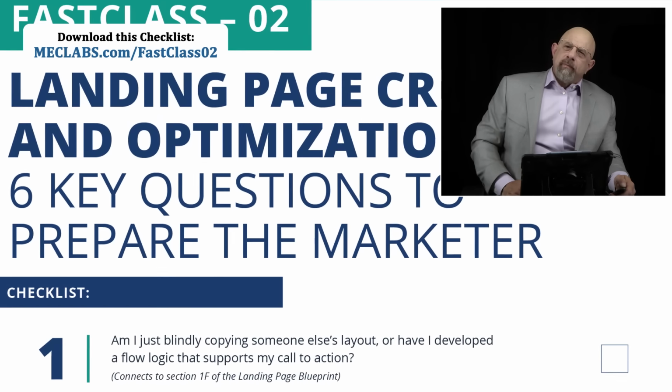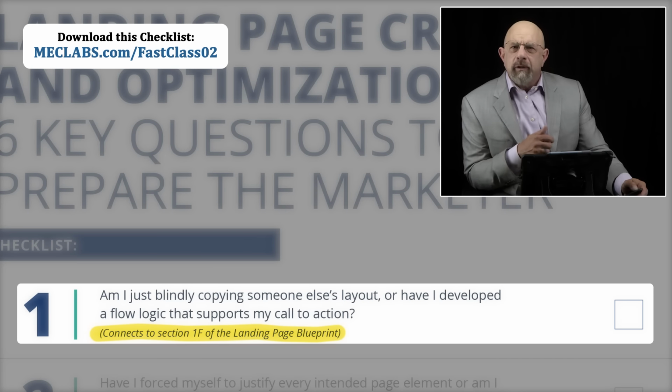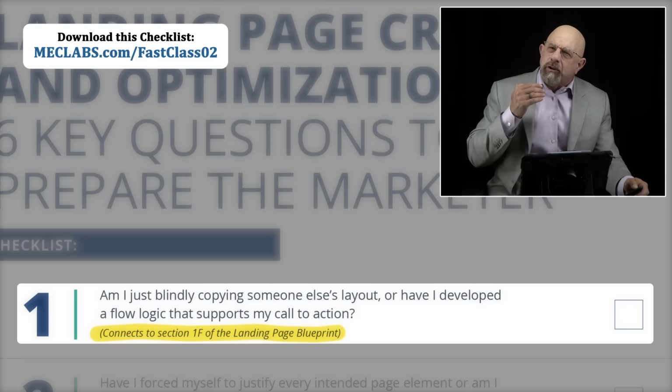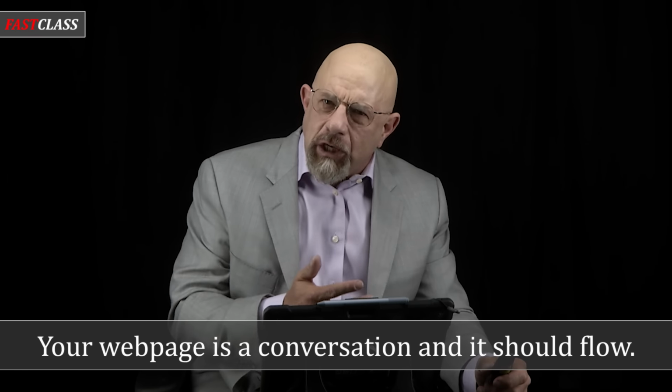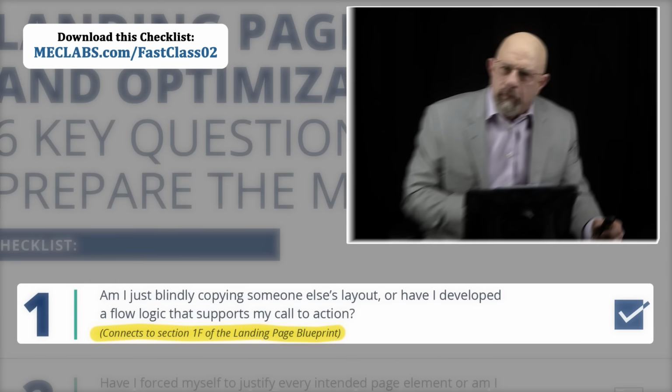But here's the first. Number one, am I just blindly copying someone else's layout, or have I developed a sequence of thought, a logic that supports my call to action? This is a critical question. Too often, we simply try things on the page. We stack one module on top of another. But there should be a rationale for how we approach this. It is a conversation and it should flow. We do not optimize web pages. We optimize for the sequence of thought.